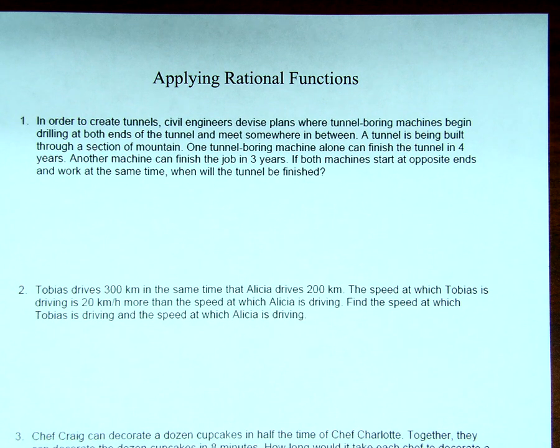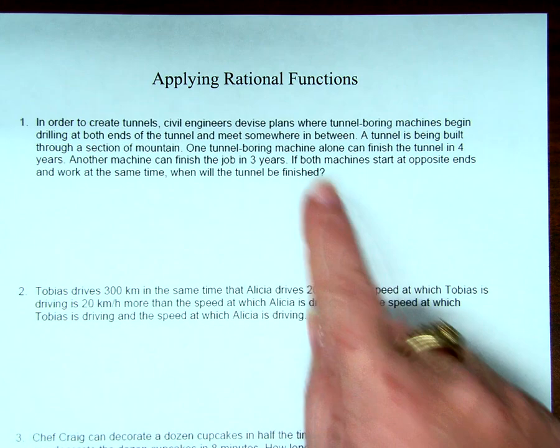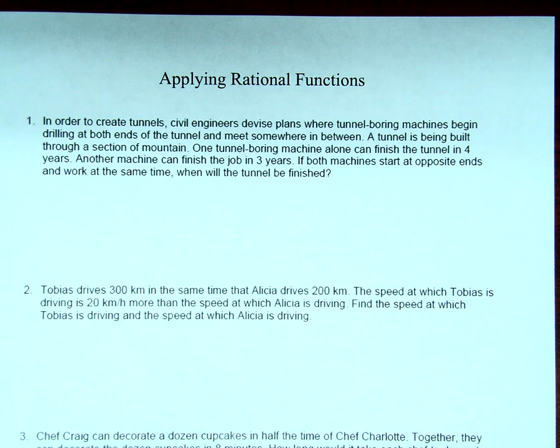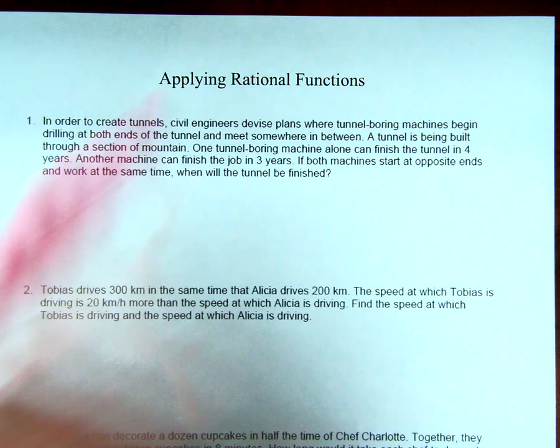Now, some people look at this problem and say, oh, 3.5, because they average the two, right? Well, it shouldn't take both of them longer than it takes one of them, right? So it's going to be less than both of the times together. We can't just average them. We've got to use rational functions.